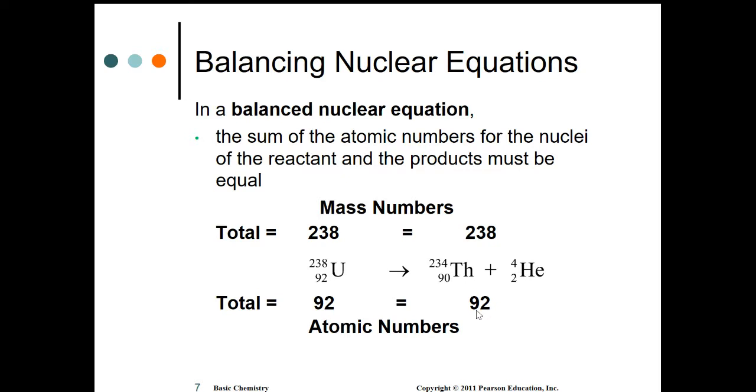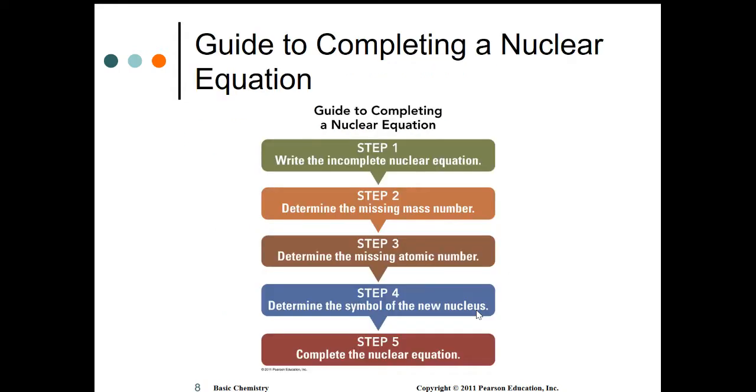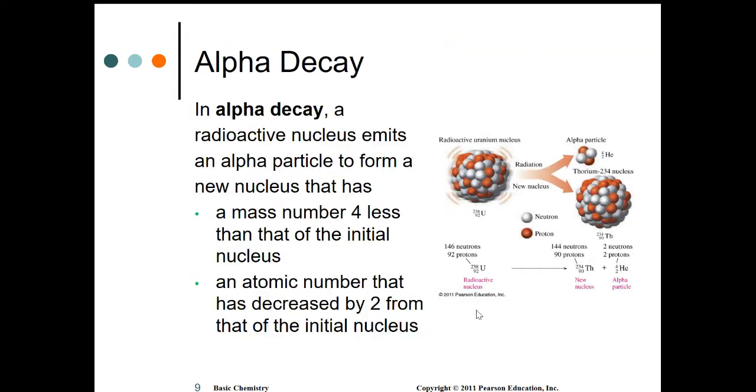You just need to add the ones that needed to be added because you can find that plus sign. So how do we complete a nuclear equation? You can copy this part and study it on your own, but just pause it when you watch this video. So let's start with alpha decay.